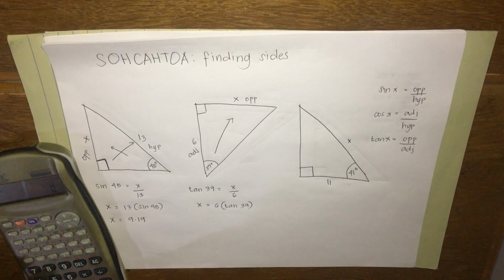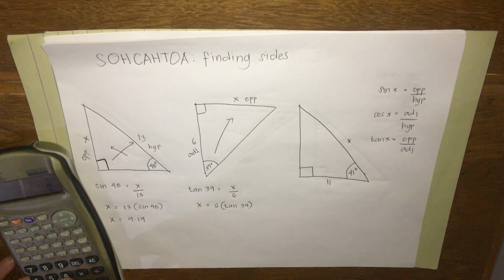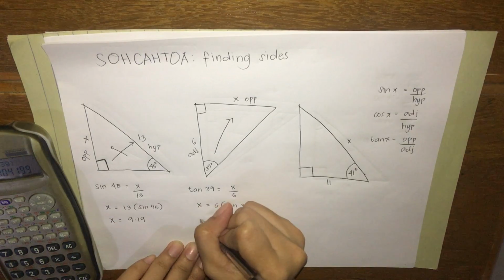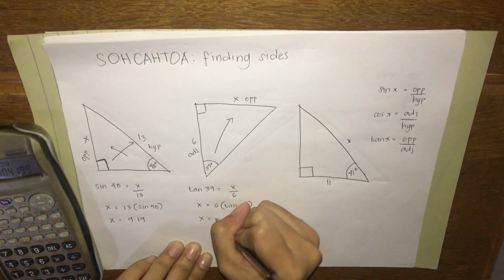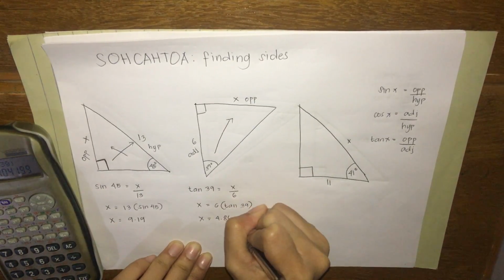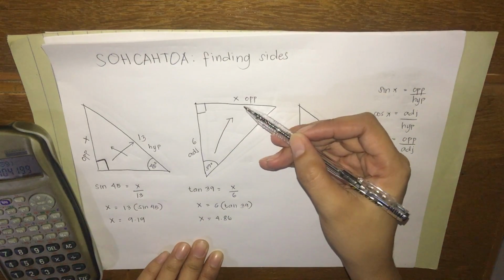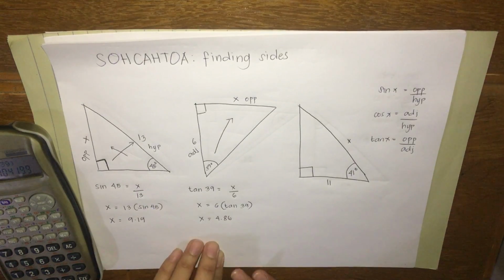So I'm going to input it here in the calculator. 6 multiplied by the tangent of 39 is equal to 4.86. So the measurement of x here in the second example is 4.86.